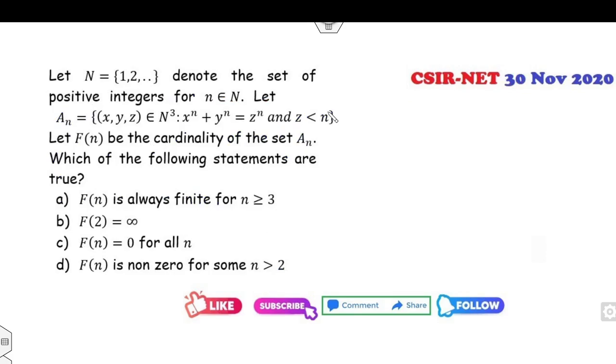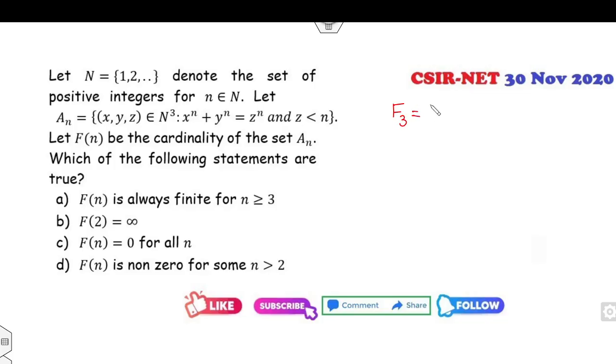Okay, let N be the set of all positive integers. Let A_n be the collection of all triples (x, y, z) such that x^n + y^n = z^n and |z| is less than or equal to n. F(n) is the cardinality of A_n. Which of the following statements are true? F(n) is always finite for n equal to 3, greater than 3.